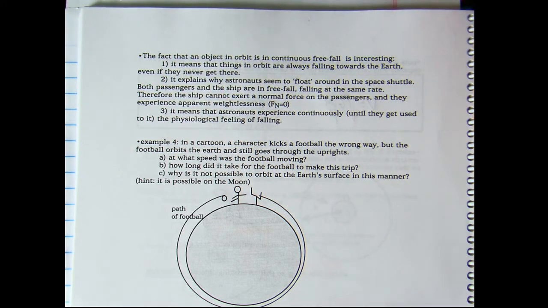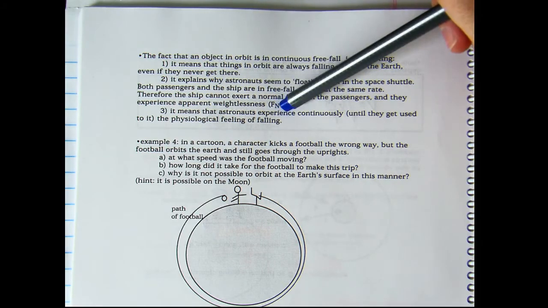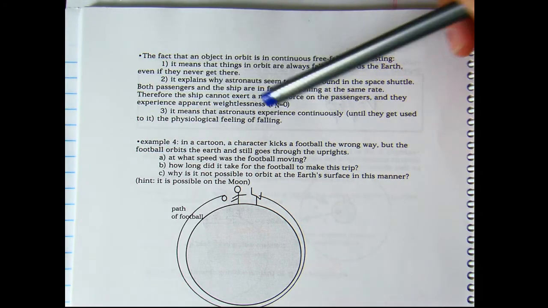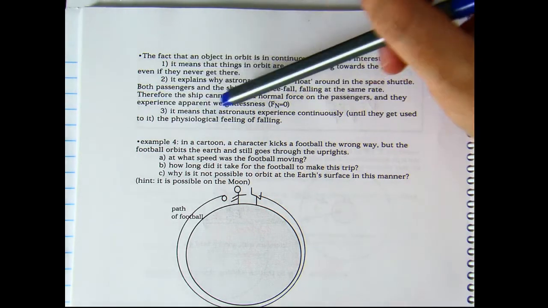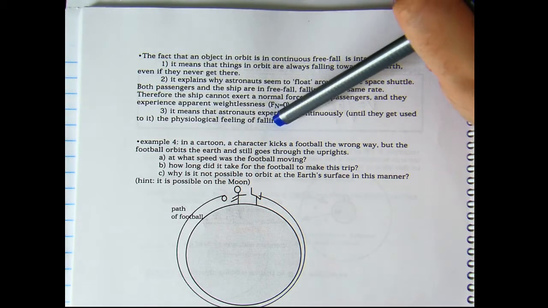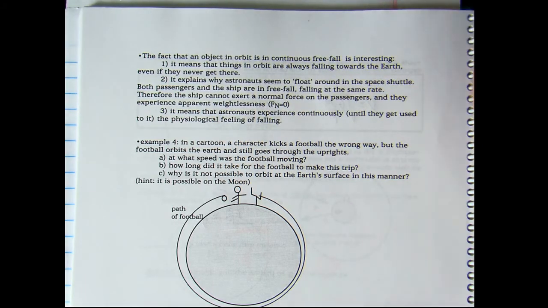So the ship can't actually push back against the people inside. They're both experiencing apparent weightlessness. F_N is equal to 0. It means that astronauts continuously experience the feeling of falling, assuming they get used to it.